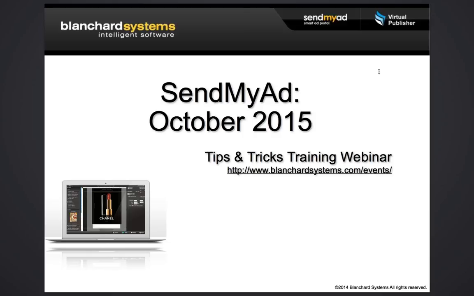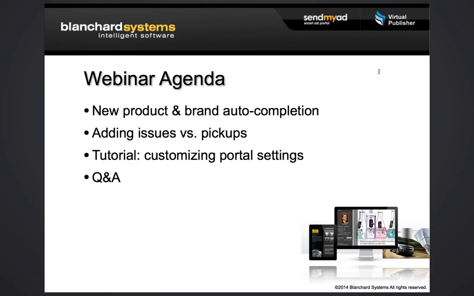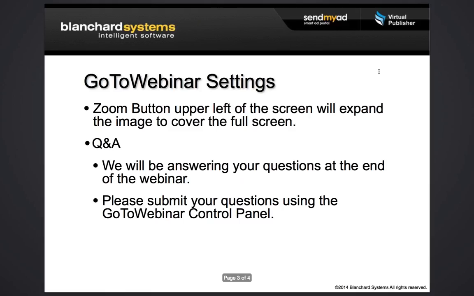Today we're going to cover some new features, a couple of small things that you might miss if you don't know that they're there. And that's a new way to complete our product and brand information on your upload form. We also are going to talk about an issue that comes up sometimes in support. It's a little confusing, and there's been a little bit of a change that we've made on the back end with the idea of picking up an ad and adding issues to an existing ad.